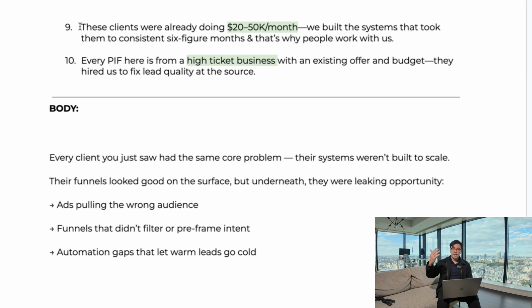So I say the hook, 9K PIF. Then it goes to the bridge. These clients were already doing $20,000 to $50,000 per month. Direct ICP call out, very, very direct. We're A/B testing this. Most of the time, direct callouts don't work, but it's always best to test within your specific data. That's why I have six examples, so six different themes. We rebuilt the systems that took them to consistent six-figure months, and that's why people work with us. Trust building. Direct ICP callouts with trust building.